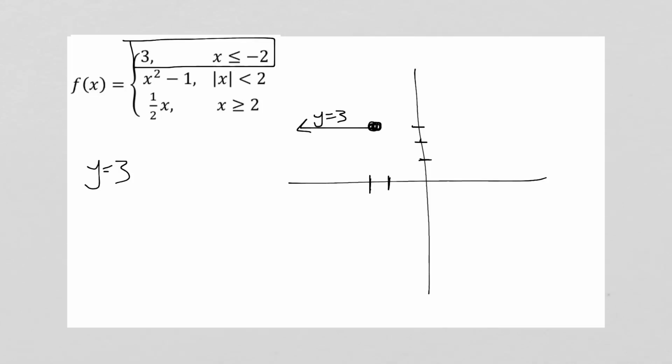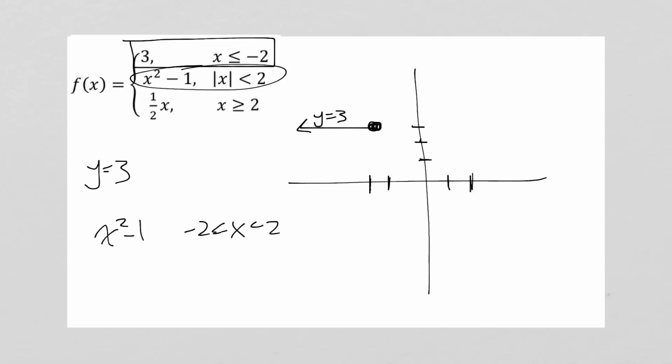Okay, what is this middle piece saying? X squared minus 1 when the absolute value of x is less than 2, which remember is saying -2 is less than x is less than 2. It doesn't say or equal to, so let's get rid of those lines right there. So now we're looking between those tick marks, and we're doing an x squared minus 1 graph.